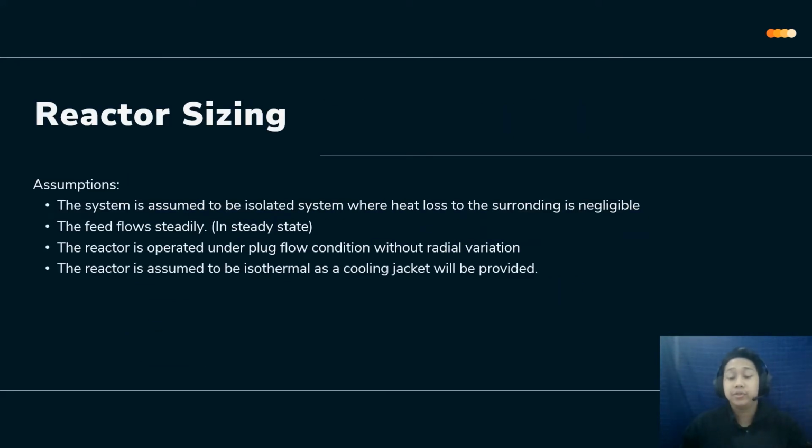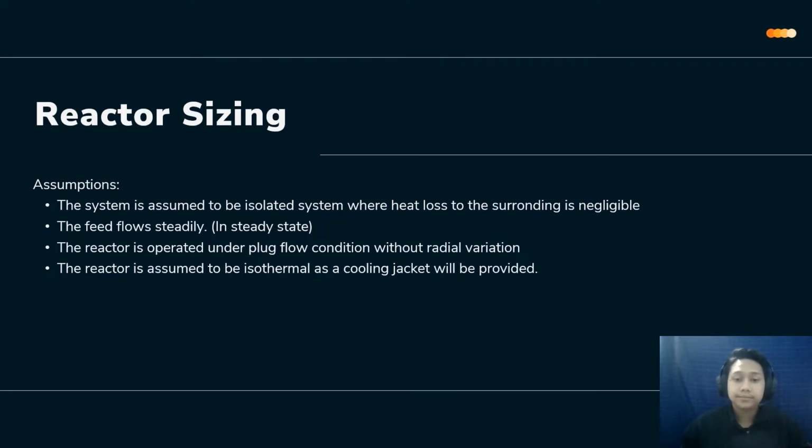The next is for the reactor sizing. We make several assumptions. First, the system is assumed to be an isolated system, where heat loss to the surrounding is negligible. Second, we assume that the fluid flow is steady, which means in steady state. The third is the reactor is operated under plug flow condition without radial variation. And the last is we assume that the reactor is isothermal, as a cooling jacket will be provided.